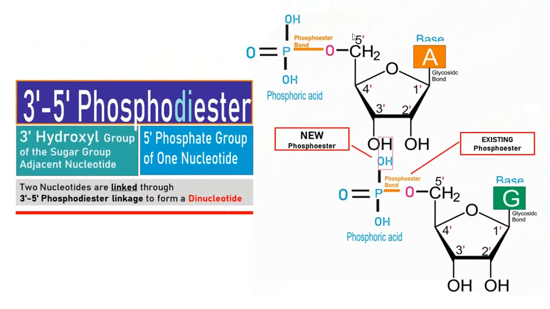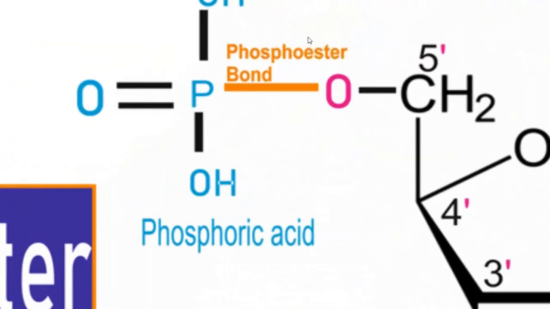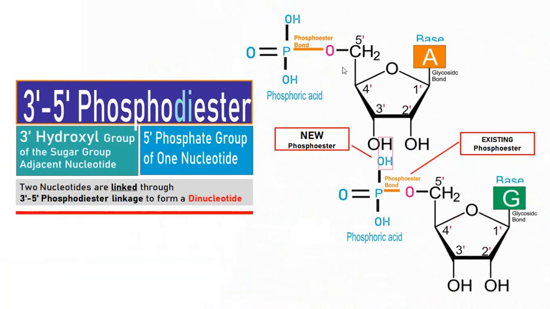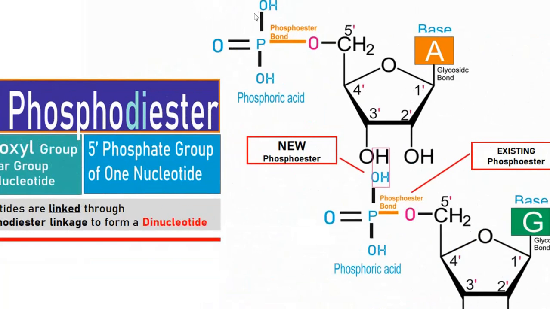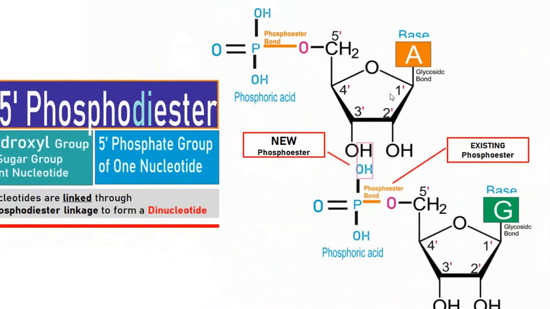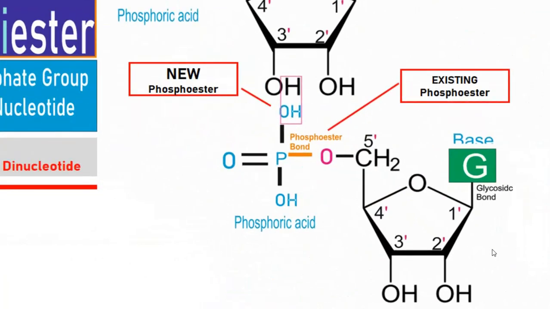Before that, let us see the one phosphoester bond that is already present between the 5' hydroxy of the pentose sugar and the phosphate. Then this is one nucleotide: here this is the nitrogenous base, pentose sugar, and its phosphate. Now let us come to the second nucleotide, that is with the guanine, pentose sugar, and the phosphate.